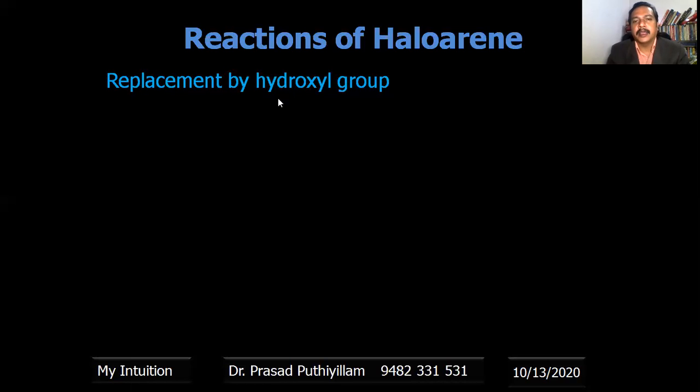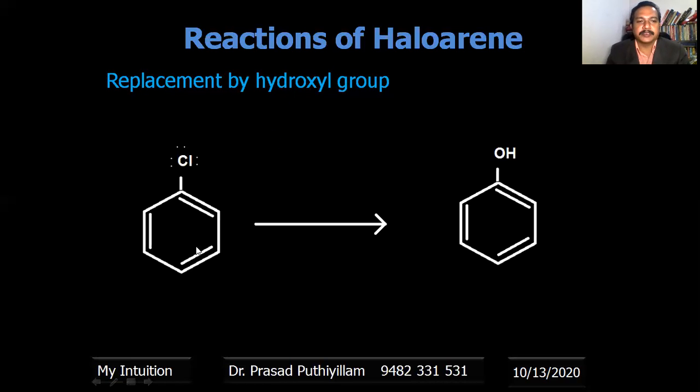An example of replacement by a hydroxyl group is given. Chlorobenzene gives the corresponding phenol. The reaction conditions are very drastic: aqueous sodium hydroxide at a very high temperature of 623 Kelvin and high pressure of 300 atmospheres, followed by protonation, gives the product.